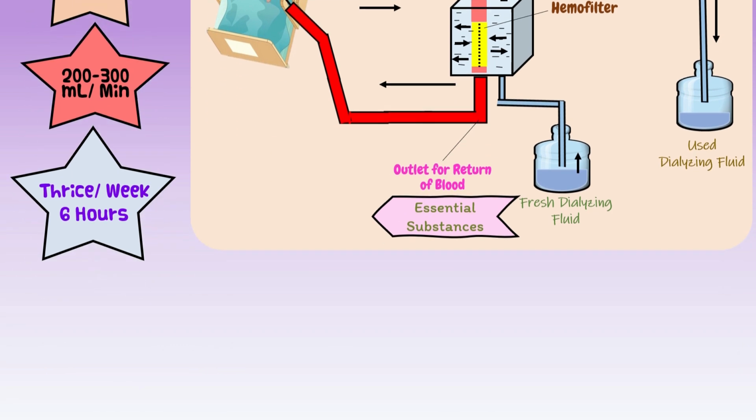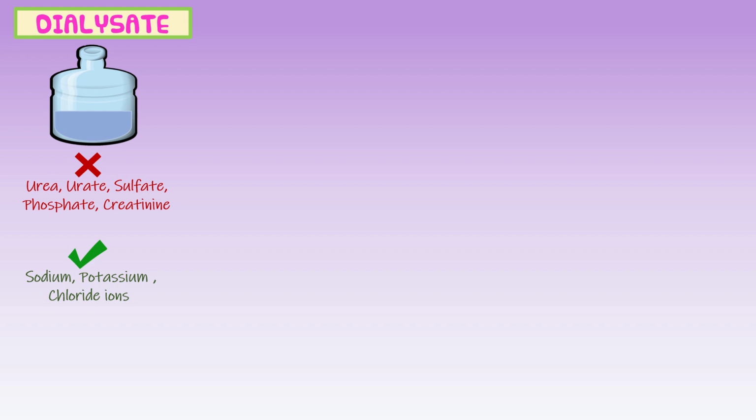Let's discuss the dialysate in detail. The concentration of various substances in the dialysate is adjusted in accordance with the needs of the patient's body. The fluid does not contain urea, urate, sulfate, phosphate, or creatinine, so that these substances move from the blood to the dialysate. The fluid has low concentration of sodium, potassium, and chloride ions than in the uremic blood. But the concentration of glucose, bicarbonate, and calcium ions is more in the dialysate than in the uremic blood.